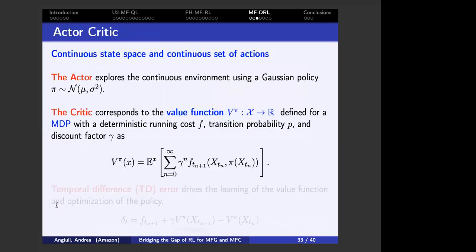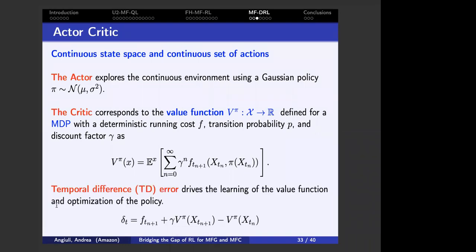So in order to explore the environment, in this case we don't have an epsilon-greedy policy, but we have a Gaussian policy, pi, that has mean mu and variance sigma square. And the idea is that once the algorithm converges to the solution, we expect sigma square to degenerate to 0 to obtain a deterministic control function. The critic is the value function, from which we can define the temporal difference error, that is similar to the quantity that we were using for the updates of the Q-learning, and is actually derived from the Bellman equation in a similar way.